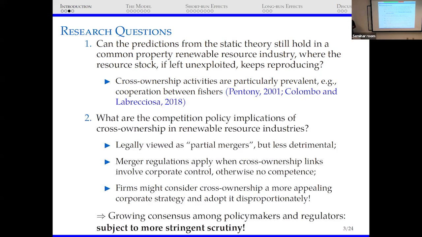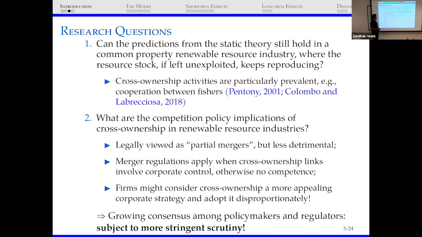The second research question is: what are the competition policy implications of cross-ownership in renewable resource industries? First, it is legally viewed as partial mergers, but it is less detrimental. Like we don't care about it a lot. We say, oh, it's not merging, it's just people buying shares, but that's it. Merger regulations apply when cross-ownership links involve corporate control, which means when we have a high share, more than 50%, like 60%, 70%, when you can influence decisions and tell the CEO of the firm what to do, and that's where we use the merger regulation.